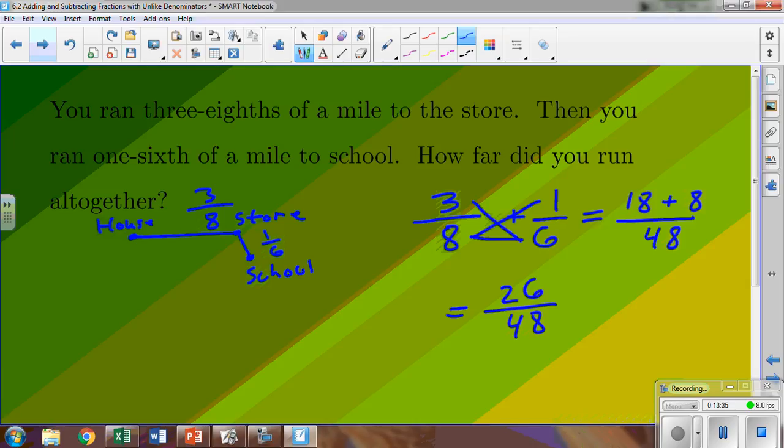This is one, though, that will simplify. If we divide out by their common factor of 2, this will give us 13 over 24. And does that simplify further? No, 13 is a prime number, so it doesn't go into 26. We would finish it off right there. We ran a total of 13/24 of a mile. We're done.